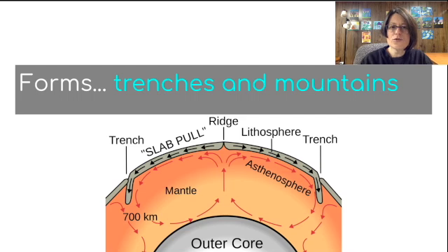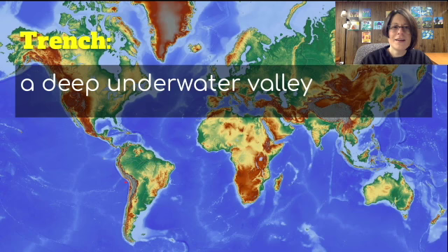These form trenches and mountains. If we take a look at this diagram here, here is labeled a trench. Where they meet, a trench is formed. And it doesn't show it over here, but the overriding plate is pushed up and it forms mountains. And so a trench is a deep underwater valley.